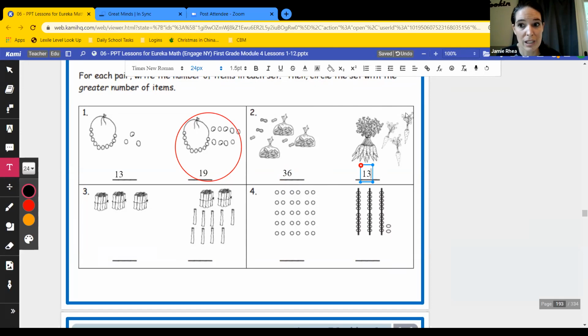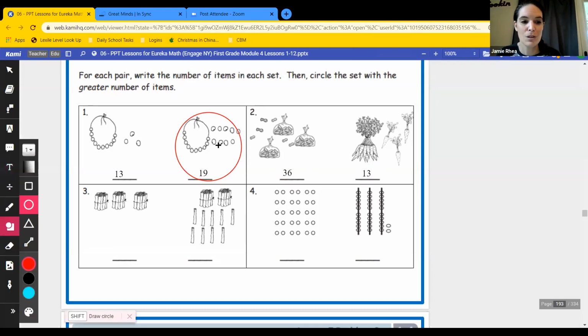We're going to start looking at our 10s. How many 10s did I have over here in 36? 1, 2, 3. I had 3 10s. How many 10s did I have in 13? Just 1. So those two numbers are not the same. So which one has more, or which one is greater? 3 or 1? 3. So I'm going to circle my 36.